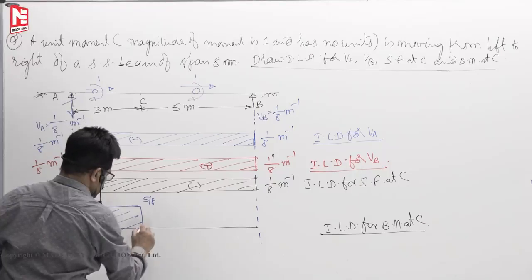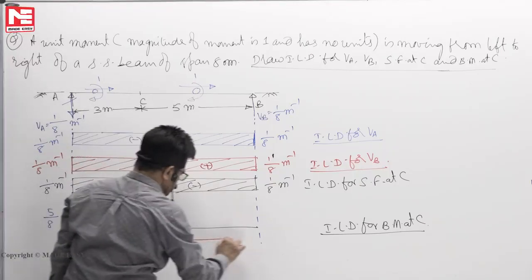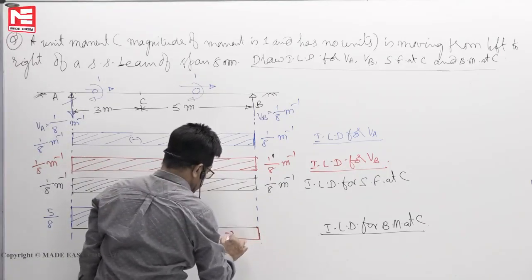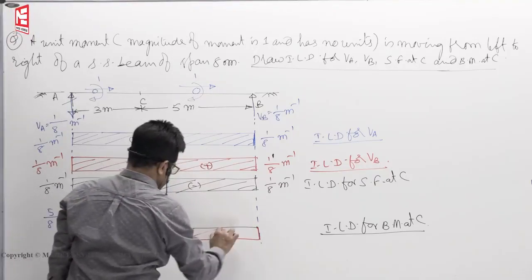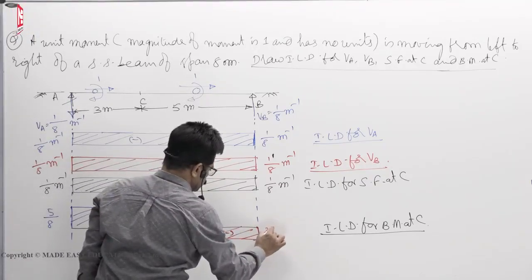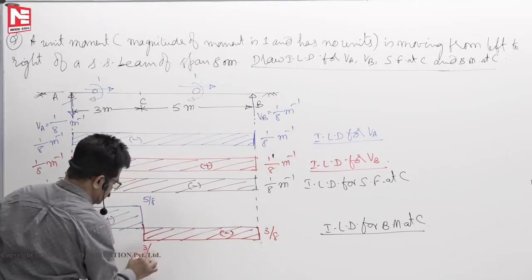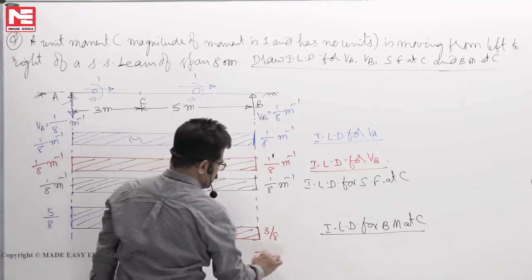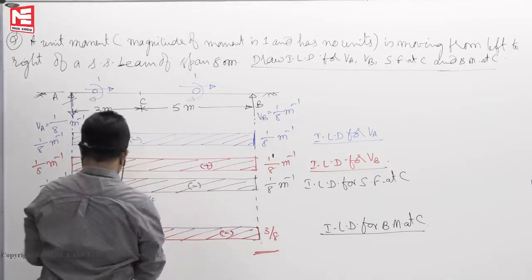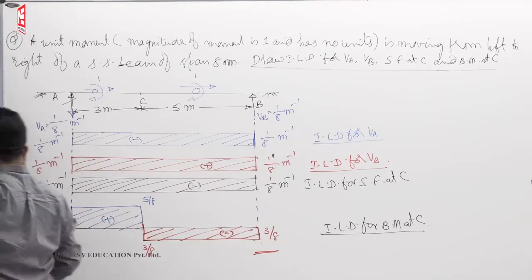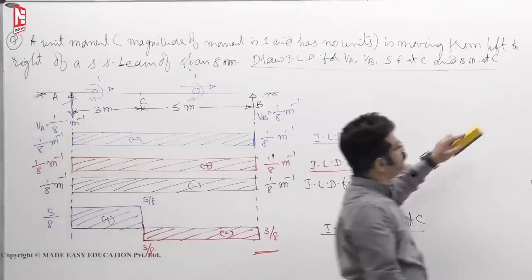You have to write like this. This way. For all positions it is the same. 3 by 8, 3 by 8. So this is the ILD for bending moment at C. This will be written here.